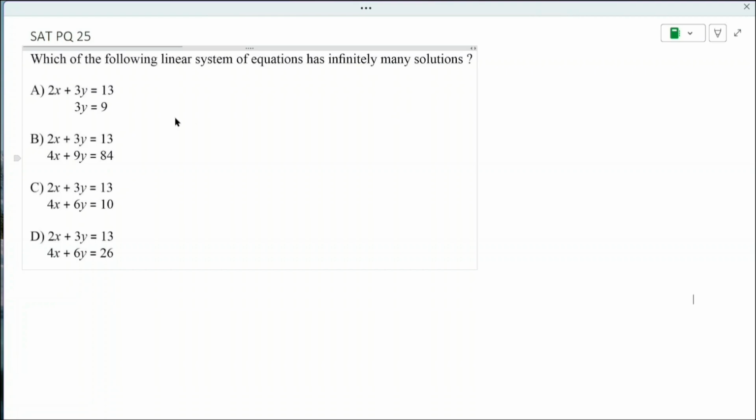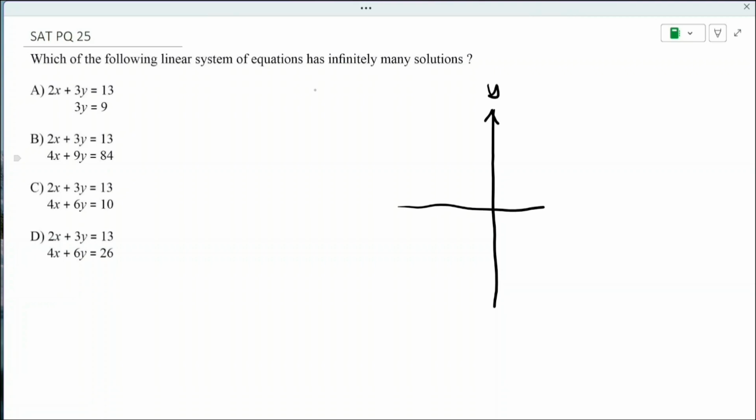You can solve a system of equations question using elimination, substitution, and you can also solve graphically, although there are other methods too. But these are the three basic methods. To best understand this statement, infinitely many solutions, we have to show it graphically. So let's say we have our xy plane, this is our y-axis, and this is our x-axis.